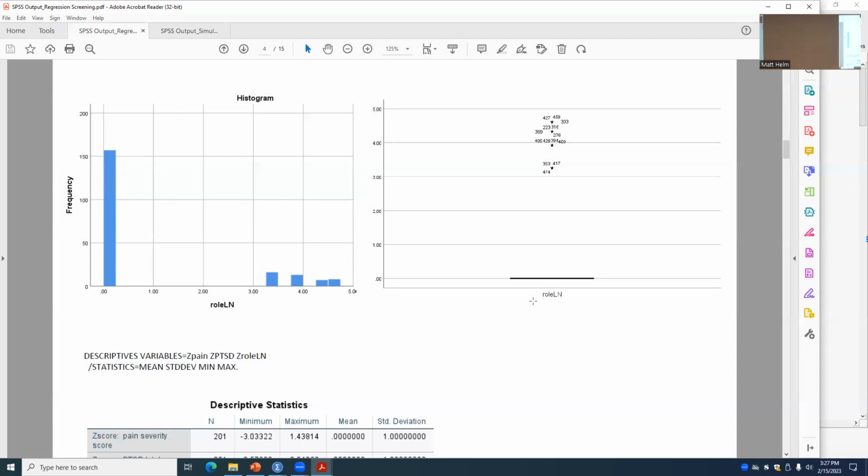Here, at least with a natural log, I have something that's interpretable. And so I'm just gonna say, all right, if we're gonna do a multiple regression, we'll just kind of leave this alone where it's at.